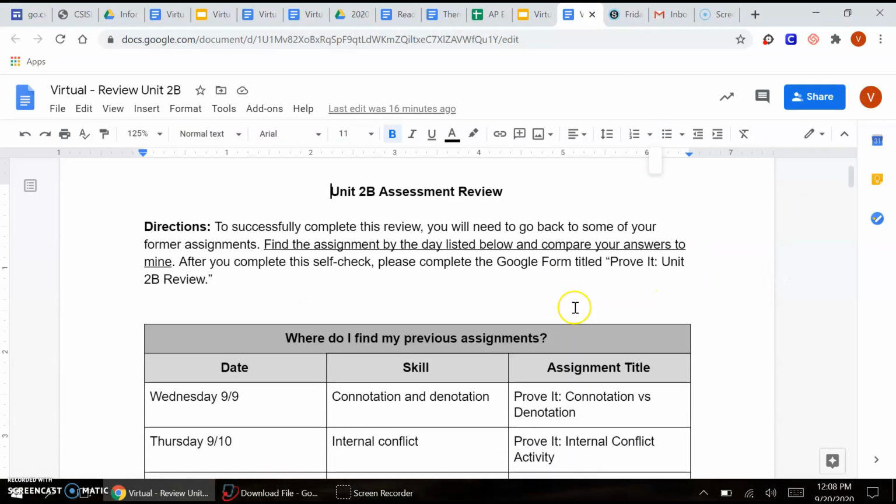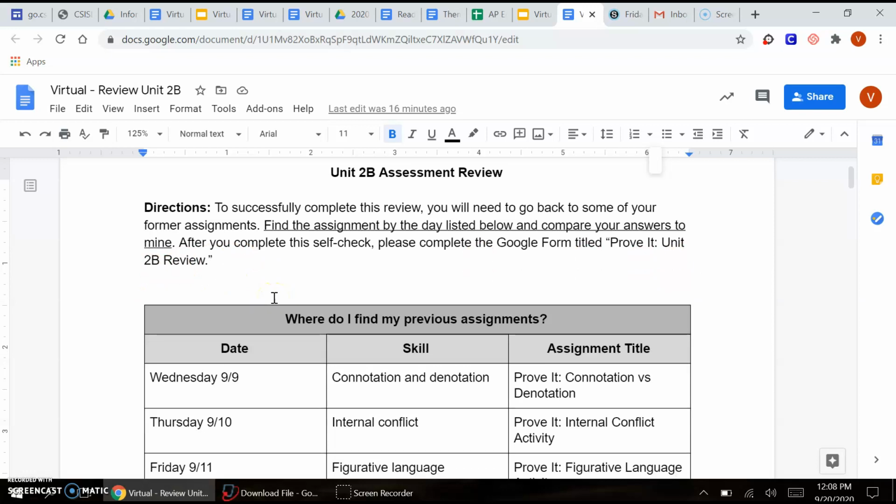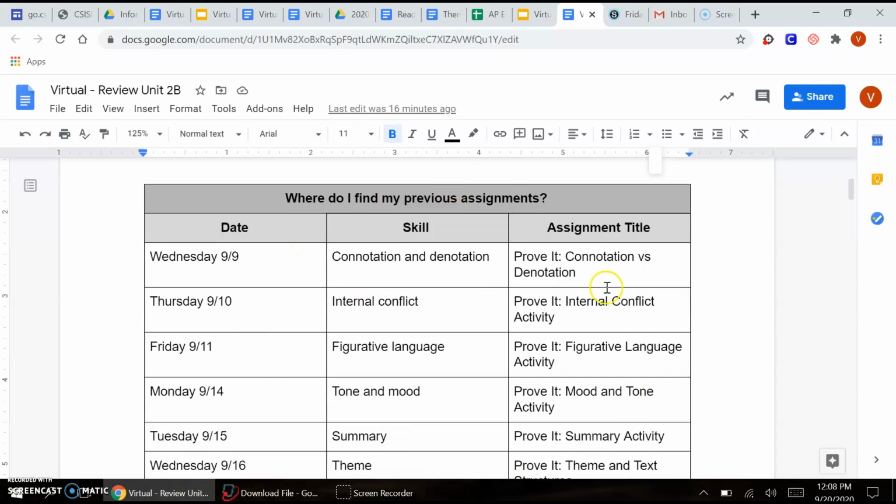So this is what the instructions look like. It says to successfully complete this review, you will need to go back to some of your former assignments, find the assignment by the day listed below, and compare your answers to mine. After you complete this self-check, please complete the Google form titled Prove It Unit 2B Review. And so this table here tells you what date we practiced which skill, and then the assignment title that you should look for. So you're going to go back into this daily folder, for example, on Wednesday, September 9th, and you're going to open the assignment titled Prove It, Connotation versus Denotation.